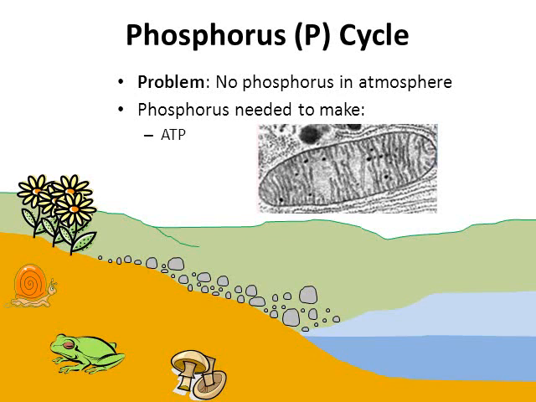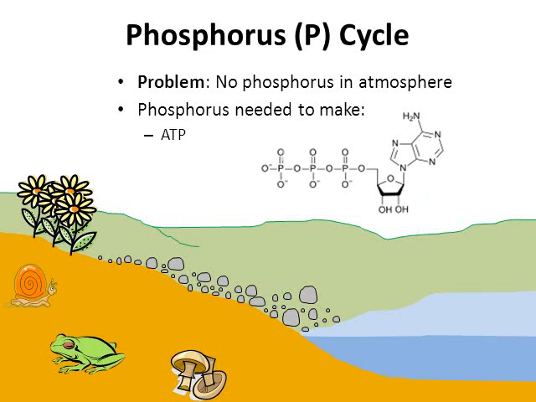Well, first of all, why do we need phosphorus? Well, phosphorus, if you recall, is one of the atoms that makes up the molecule called ATP, adenosine triphosphate. In the picture here, here's a mitochondria, and through the process of cellular respiration, the mitochondria will make this molecule, adenosine triphosphate. You can see there are P's for phosphorus in the diagram.